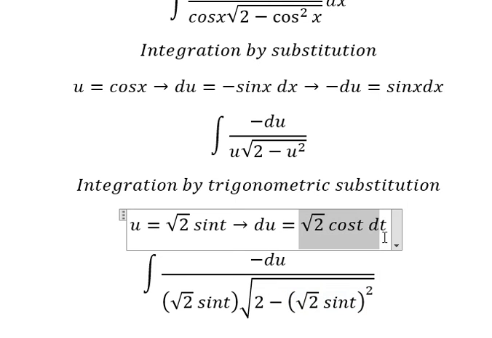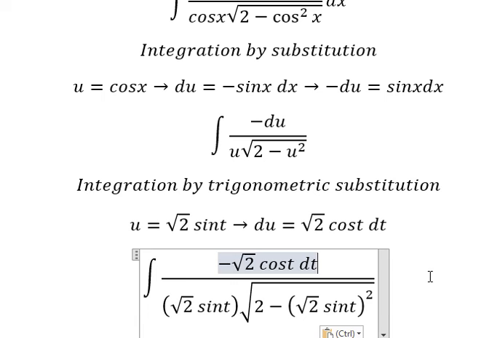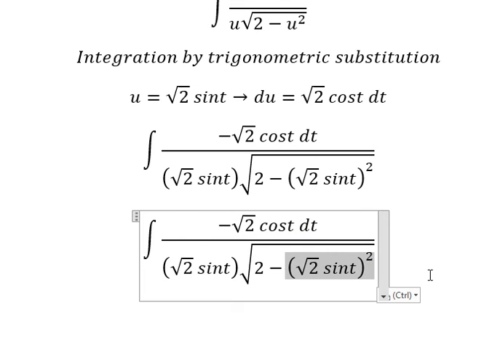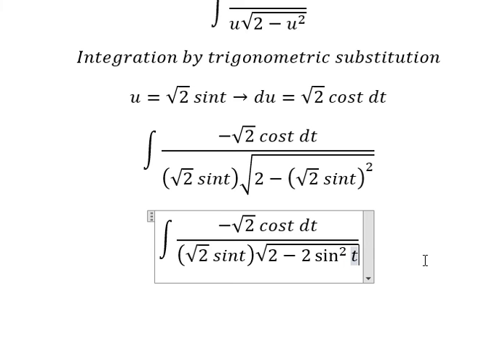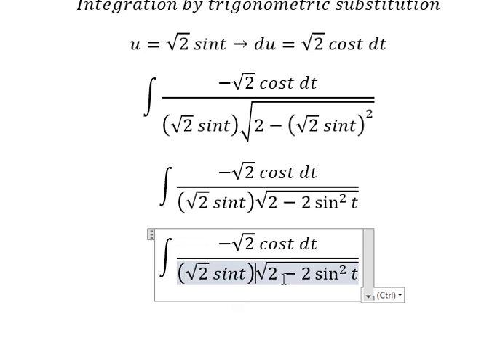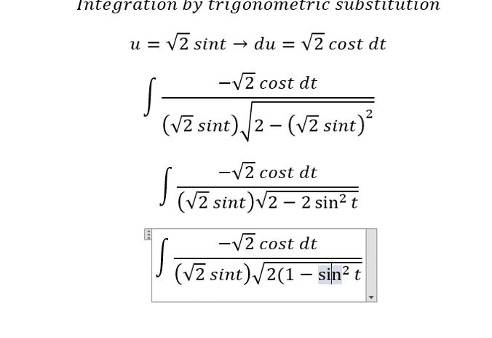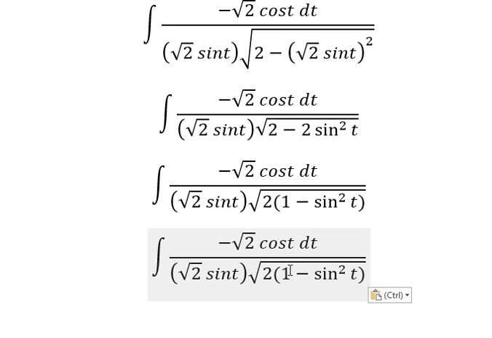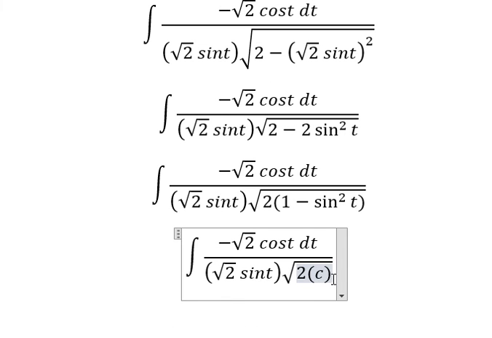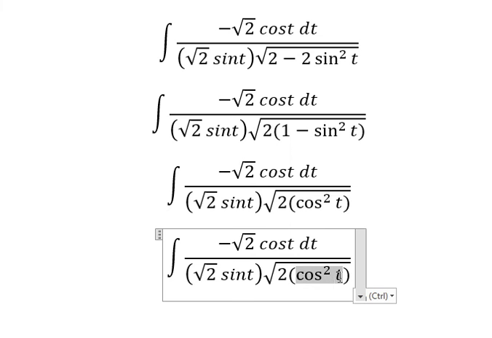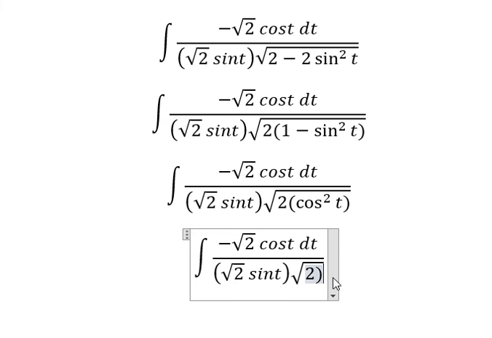Du that is this one. So this one that is number 2 sin t square. So number 2 and number 2 we can do factorization. So this one that is cosine t square. The square root of cosine t square that is cosine t.